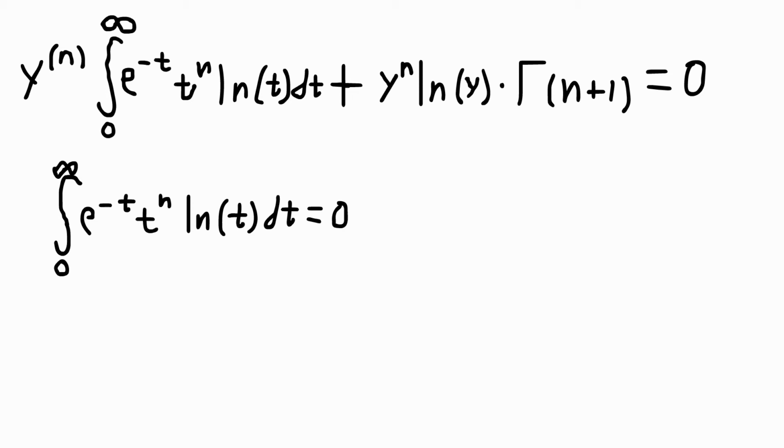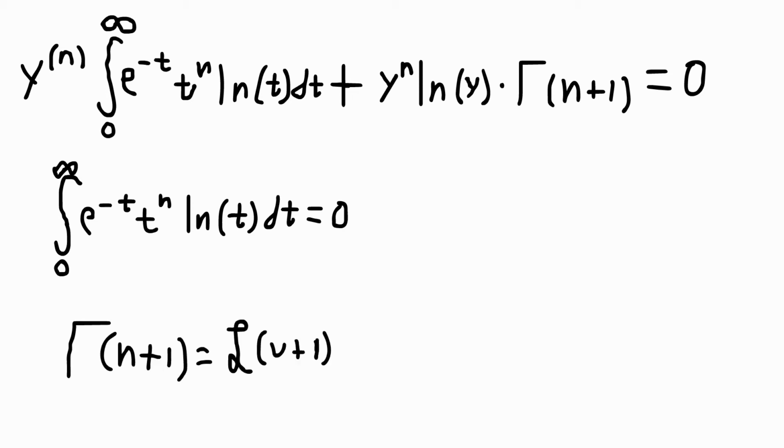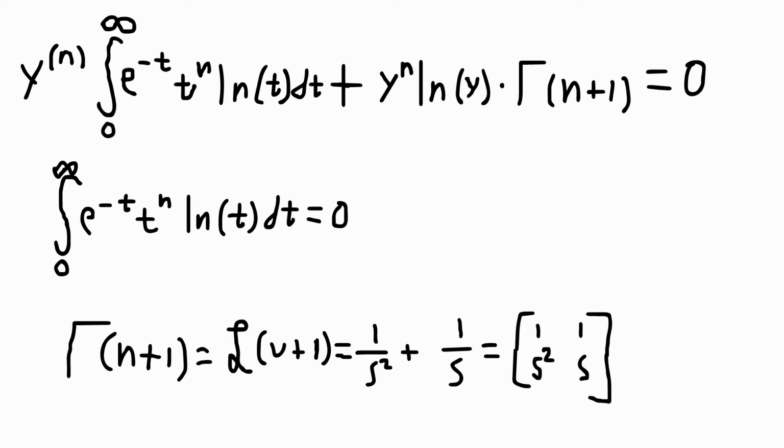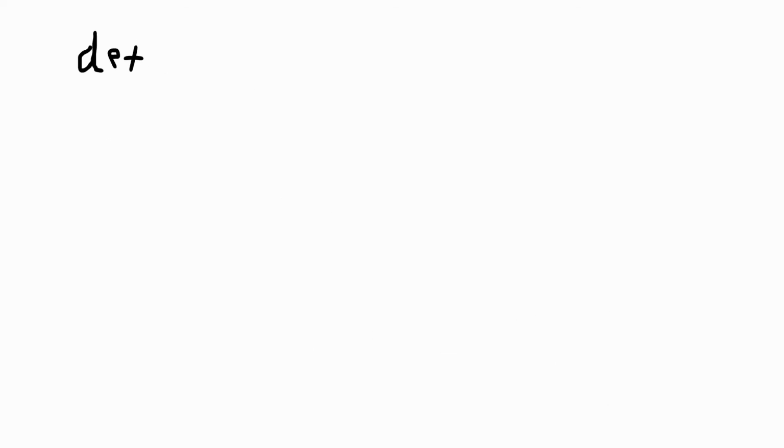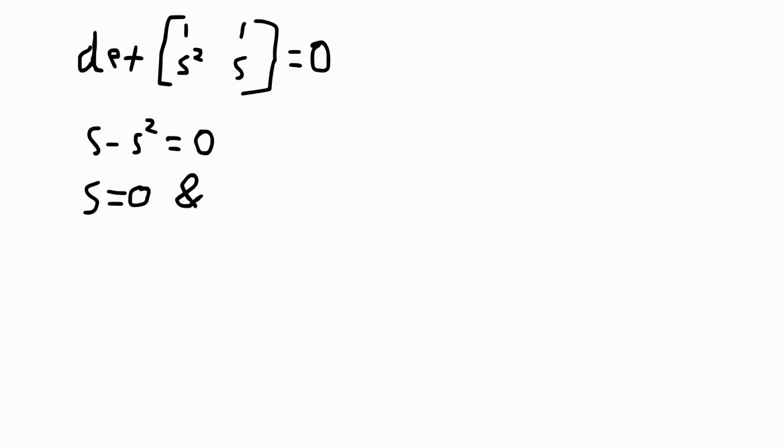By Chaudon's theorem, gamma of n plus 1 equals the Laplace transformation of u plus 1, which is equal to 1 over s squared plus 1 over s. This can be transformed into the following Chaudon matrix. The determinant of the Chaudon matrix is equal to 0, so solving for s, we get s equals 0 and s equals 1. S equals 0 is extraneous, as dividing by 0 will get you arrested.